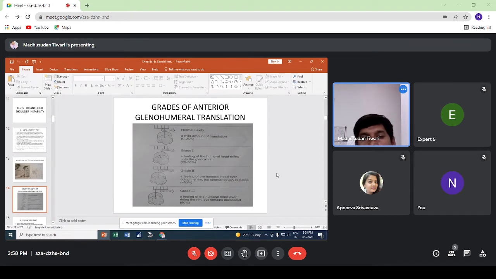For grade 2, there is a feeling of the humeral head overriding the rim but spontaneously reducing, with translation greater than 50%. For grade 3, the humeral head overrides the rim but remains dislocated, and translation is again around 50%. These are the three grades of anterior dislocation of the glenohumeral joint.